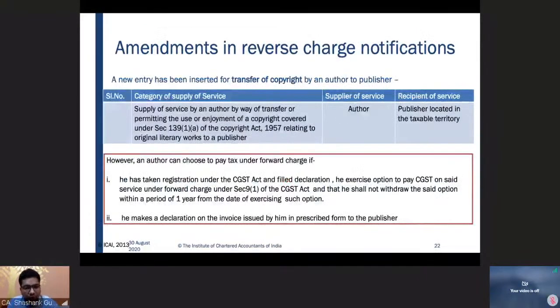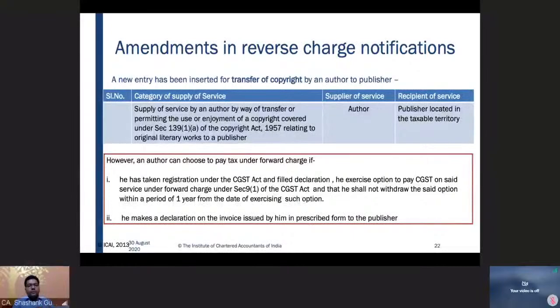With respect to the author, there has been a recent change. So earlier, authors were blanketly covered under reverse charge, wherein, suppose I write a book on GST, I give it to Taxmann to publish the book, Taxmann publishes the book, gives me royalty. On that royalty, Taxmann is liable to pay the applicable GST under reverse charge. And this was the only option earlier.